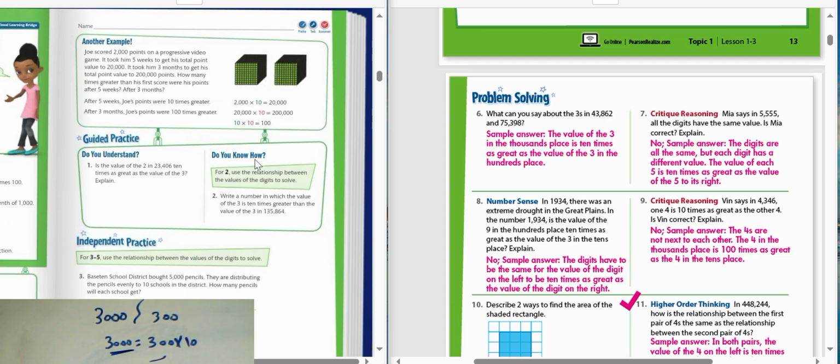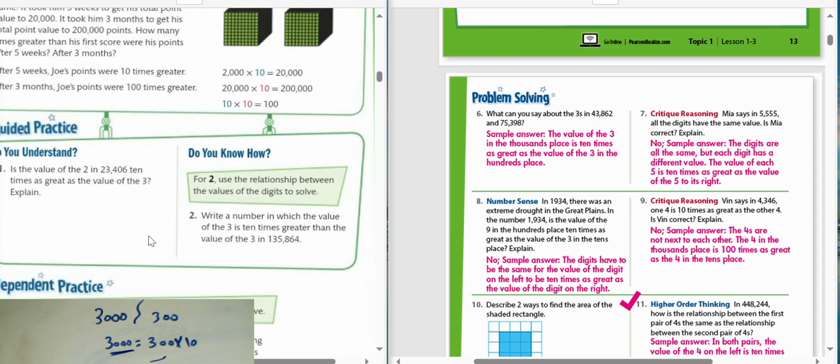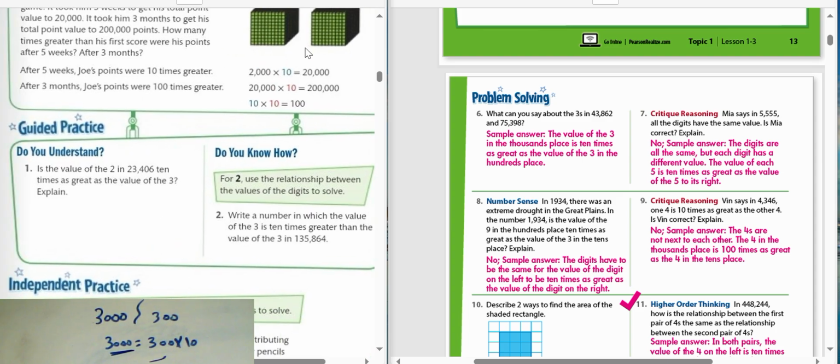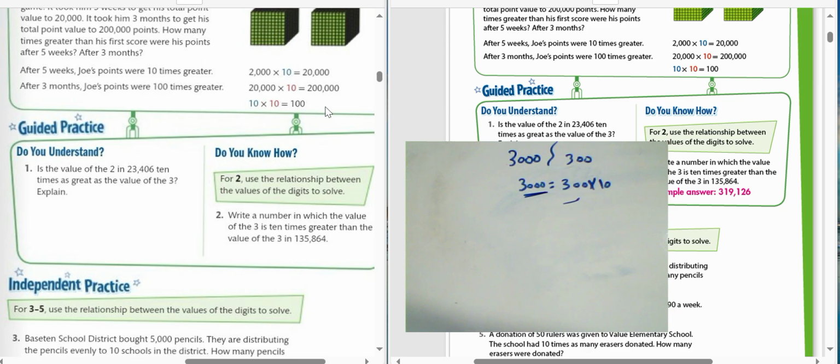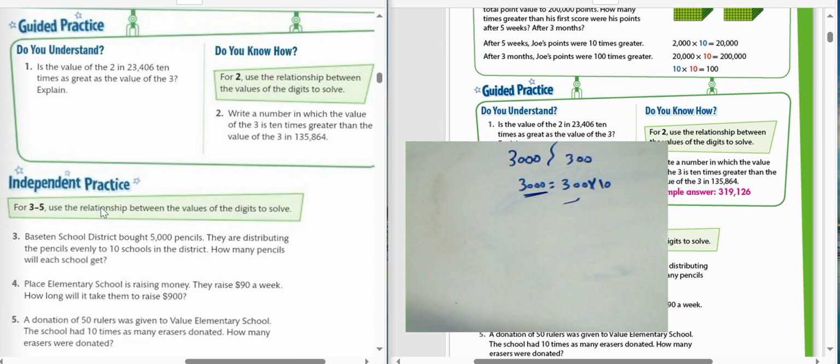We know 2000 equals 10 times 200, and 2000 times 10 will be 20,000. Understood? Okay, complete with me. 10 times 10, 100. Understand? Do you understand? Okay.